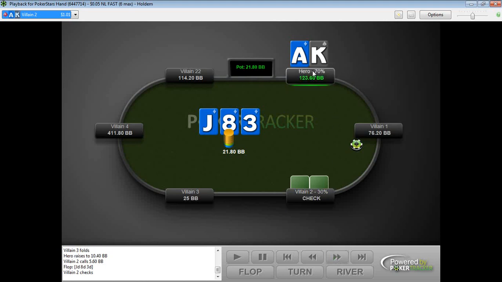He checks to us, and I would like to see myself throw out a bet here. It doesn't have to be a big bet, being that it's a 4-bet pot and we're both deep here. It's a 7 SPR, so we don't have to get it all in. I like a half pot bet here. And that's what we do. And he calls it.